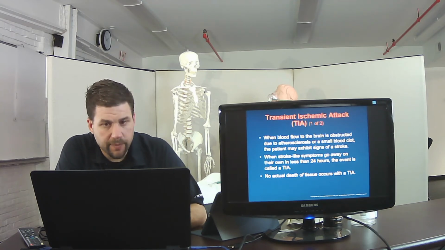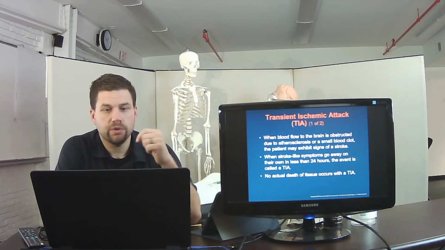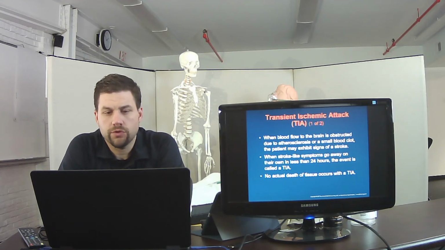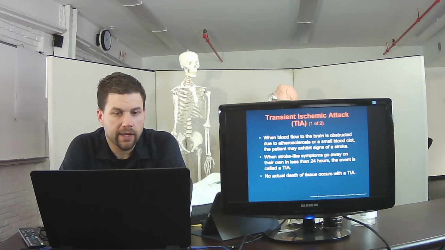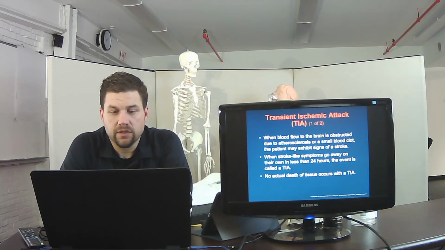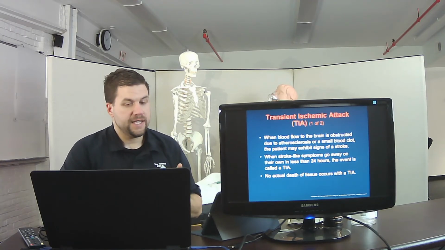Transient ischemic attack, or a TIA, is when blood flow to the brain is obstructed due to atherosclerosis, or a small blood clot. The patient may exhibit signs of a stroke. When stroke-like symptoms go away on their own in less than 24 hours, the event is called a TIA.